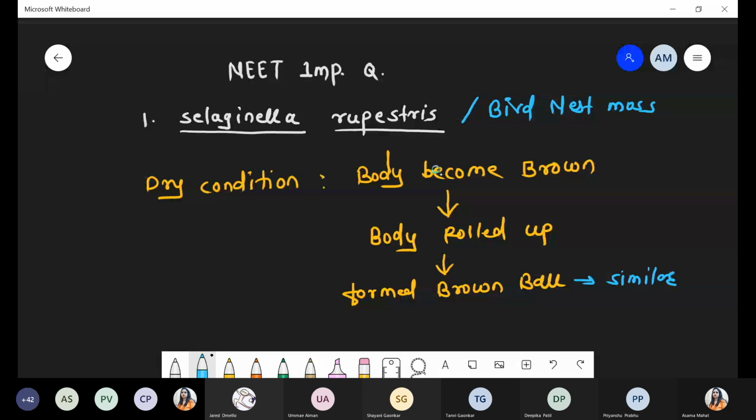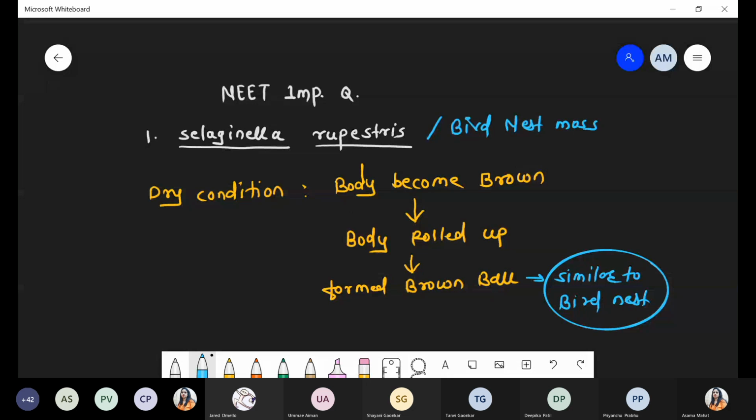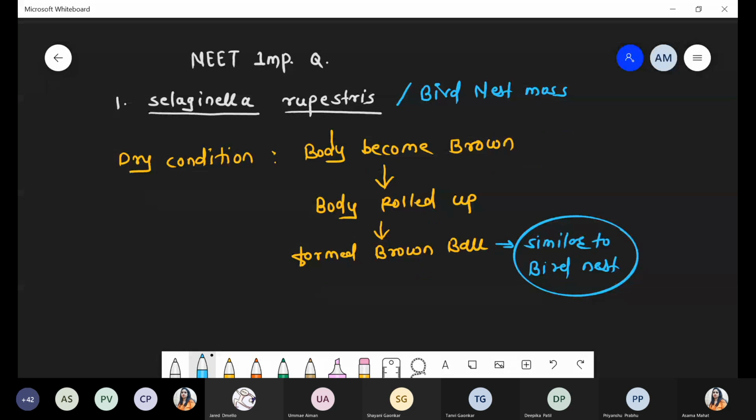A direct question can come, but this is the explanation of why we say it is bird nest moss. During dry conditions, the body turns brown in color. After turning brown, it rolls up. After the roll up, it looks like a bird nest. So that's why Selaginella rupestris is also called bird nest moss. Clear? Clear this part?